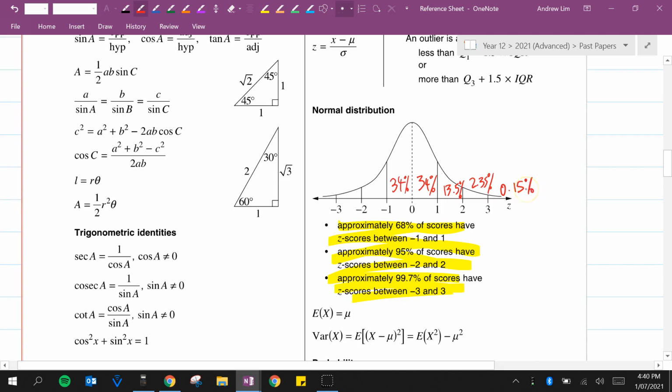0.15%. And it's the same on the other side. So 13.5, 2.35, and 0.15. So please memorize those 4 numbers.